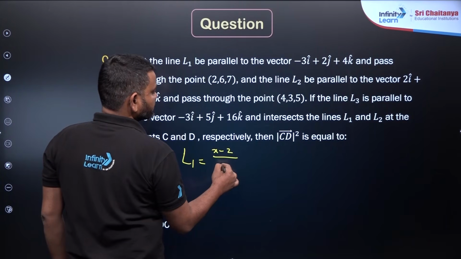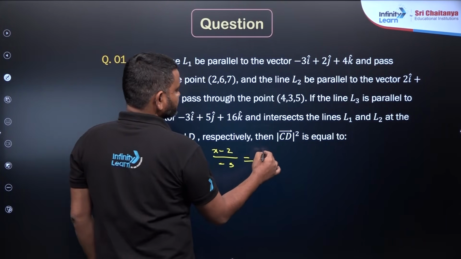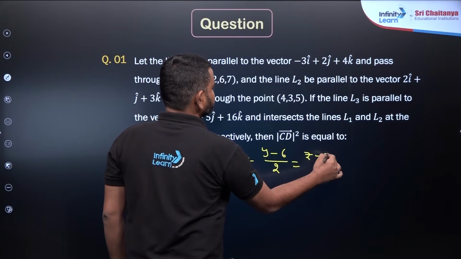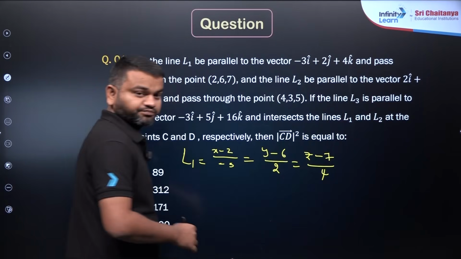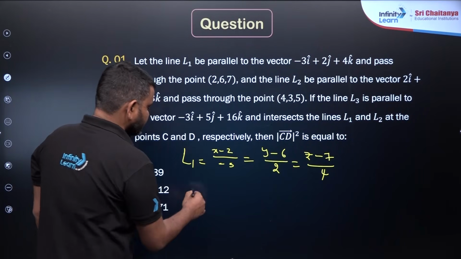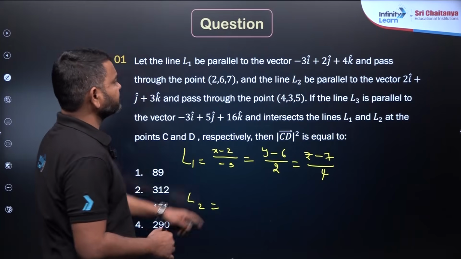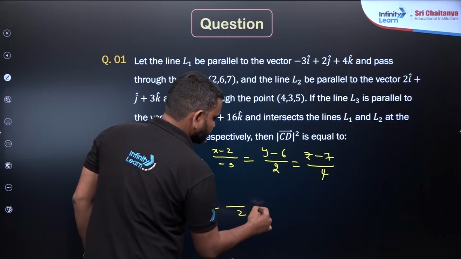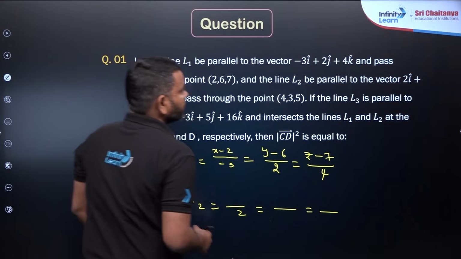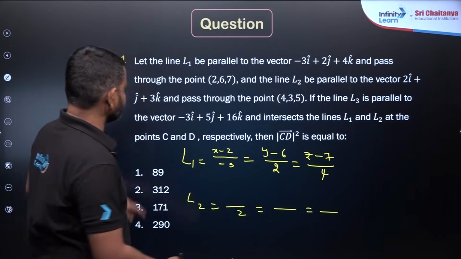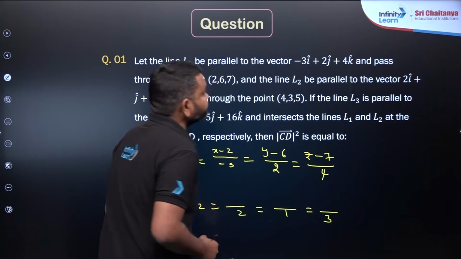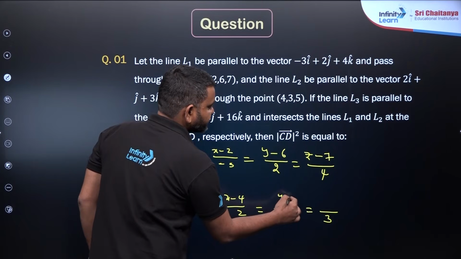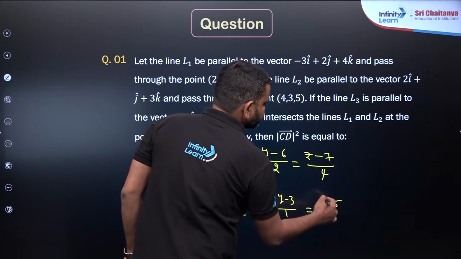So (x minus 2) by minus 3 is equal to (y minus 6) divided by 2, which is equal to (z minus 7) by 4, right? And the L2 equation we are going to have here is parallel to this. So the denominators are 2i plus j and 3, and passing through (4, 3, 5). So x minus 4, y minus 3 and z minus 5.